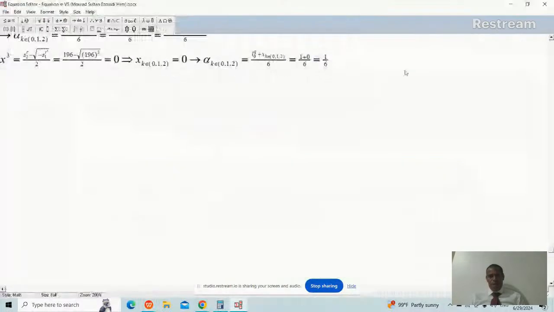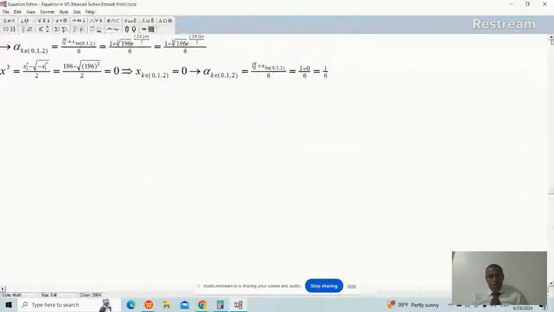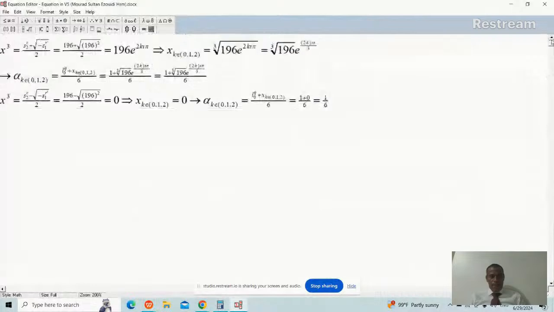So I will make it like that, then like that. We were told x cubed is equal to s2 of odd r plus root of negative s1 of odd r, divided by 2. That means 196 plus root of 198, I thought. Okay, divide by 2.